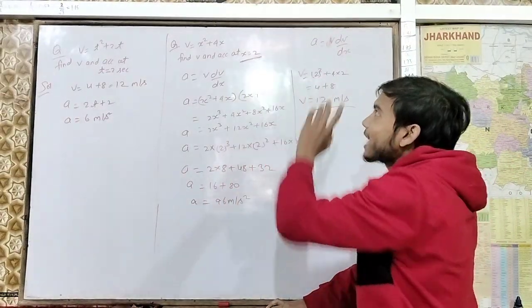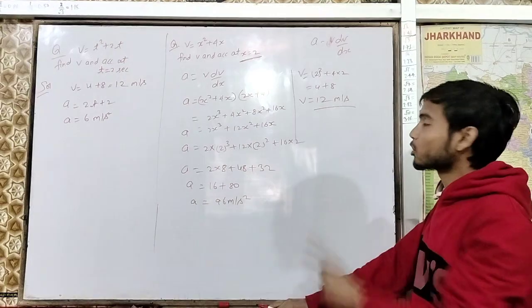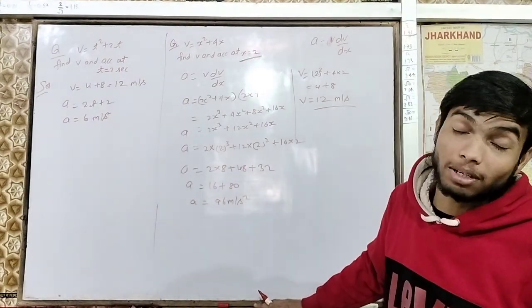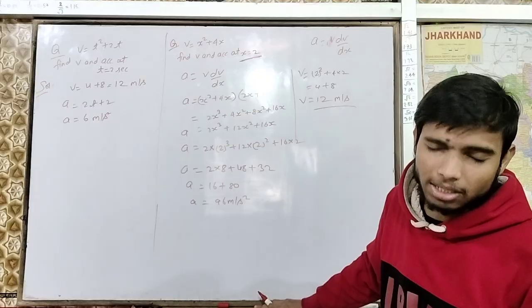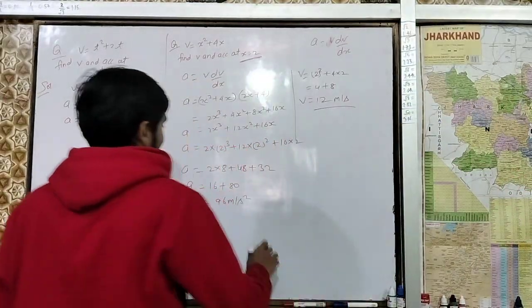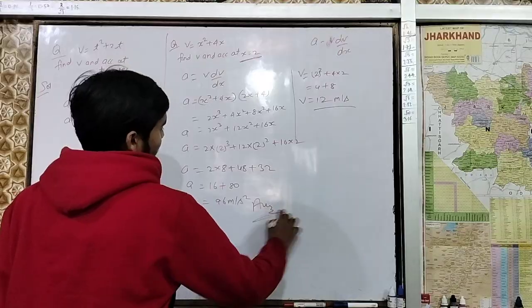The location of the particle is at 2, where the velocity is 12 meter per second and it has an acceleration of 96 meter per second raised to power 2. Okay, this is your answer, brother.